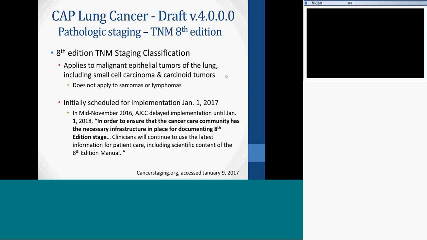Because of this delay, however, the CAP protocol implementation has also been pushed back. Note that I think the UICC has pushed forward with implementation as of January 1st this year, so I think Europe and other parts of the world have probably switched to the 8th edition. So in the US and probably here in Canada also, where we're tied to the CAP protocols in our pathology reporting, we will probably be delayed.